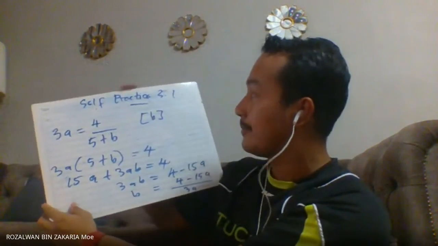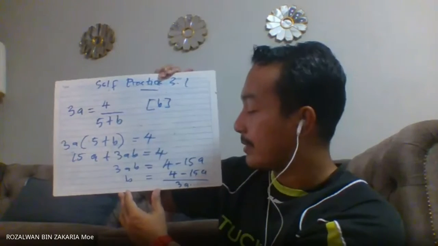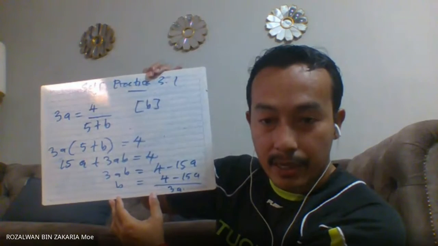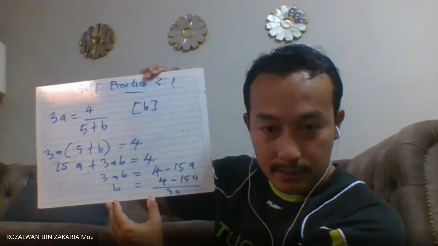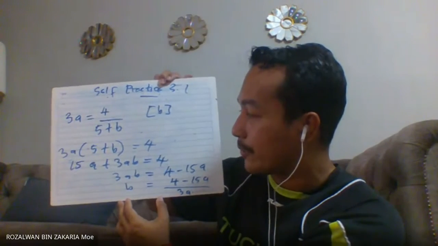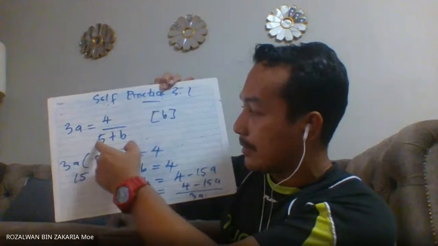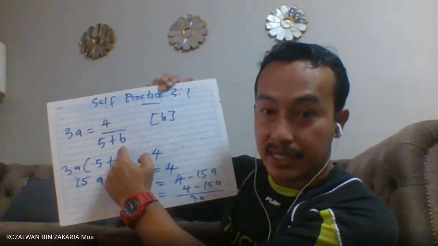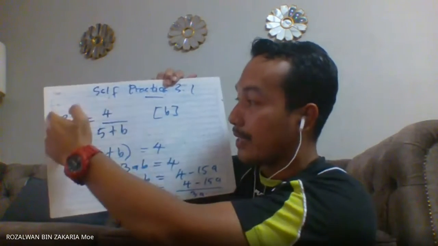Class, can you see this one? Yes, teacher. Okay, Batrisha, this is the answer. Is your answer right or wrong? My answer is wrong. It's okay. So this is the answer. How to get this one? Okay, look at the first step. This 5 plus B here is the division. We need to bring it to your left side.